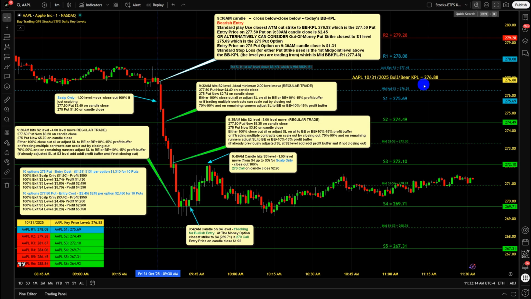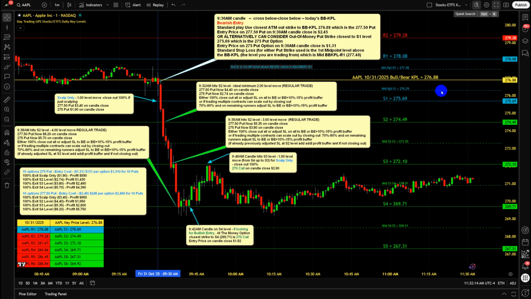Okay, so moving on. This is the most important level that you'll get. Now, all of these other levels are key levels as well. So the default levels that you will have on your screen are going to be R1 through R6 and S1 through S6. So those are considered main levels. So the main R levels and main S levels, and then we have the bull bear KPL, which is also a main level.